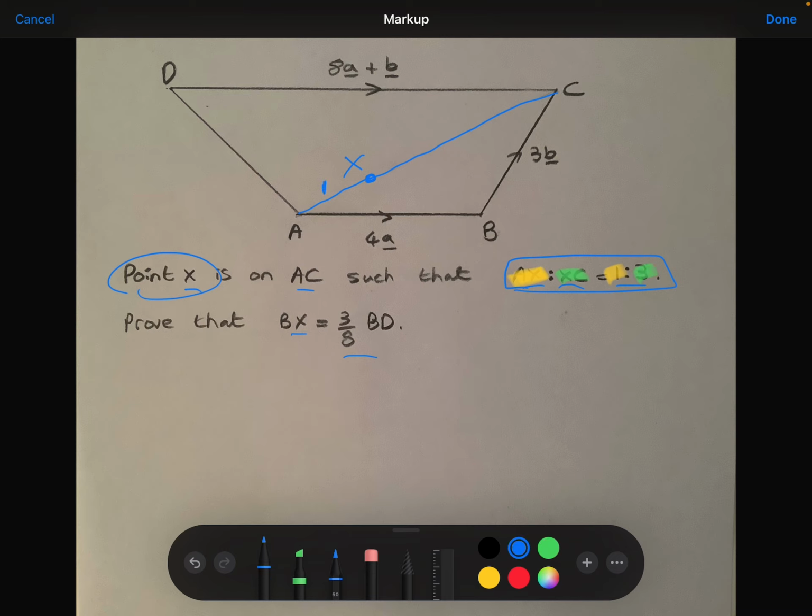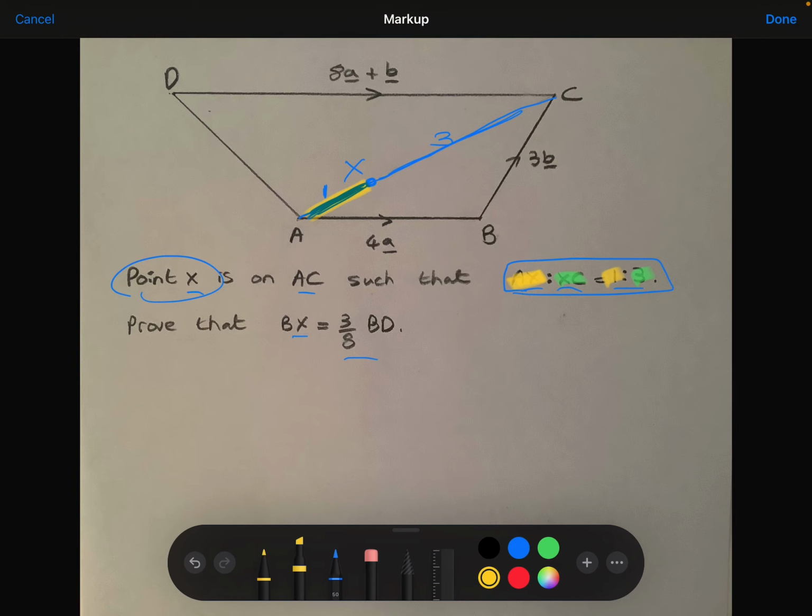So this is 1 part, this is 3 parts. So overall there are 4 parts there. This is 1 part of the 4. This is 3 parts of the 4. So this is 1/4 of the whole line, and this is 3/4 of the whole line.